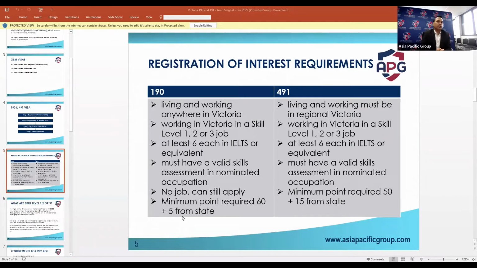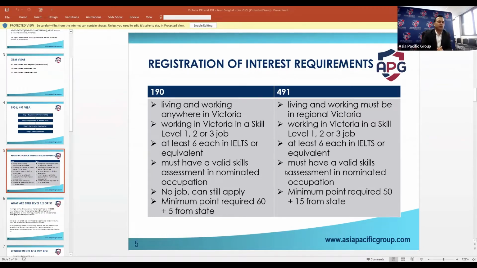The difference in the 491 is that you must be living in regional Victoria. When we say regional Victoria, Geelong is regional, and Pakenham and Doreen are also regional, although it looks like they're not, but they are regional for migration law. For the 491, you must be working in a skill level 1, 2, or 3 job. The exception for the 190, where you can have no job and still be eligible, is not applicable to the 491. For the 491 regional visa, you must be in regional Victoria and working in a skill level 1, 2, or 3 job.